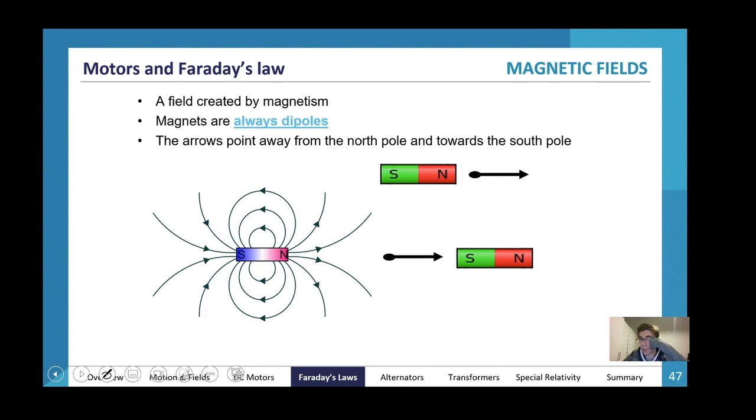And obviously we have to learn about magnetic fields as well. Well, magnetic fields are essentially a field created by magnetism. And magnets are always dipoles. The arrows point away from the North Pole and they point towards the South Pole.